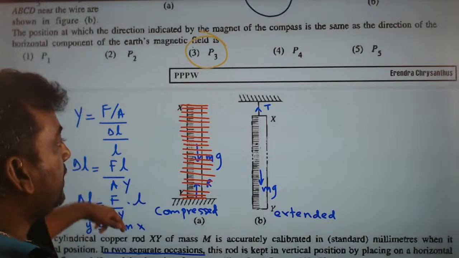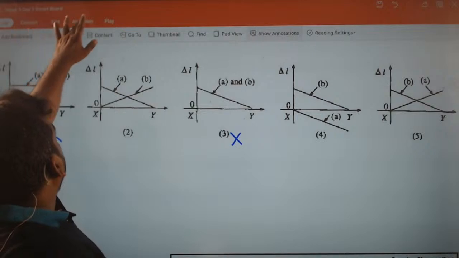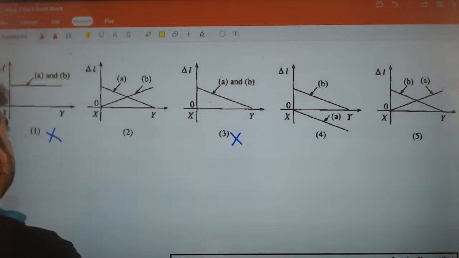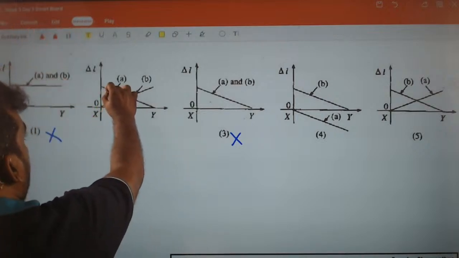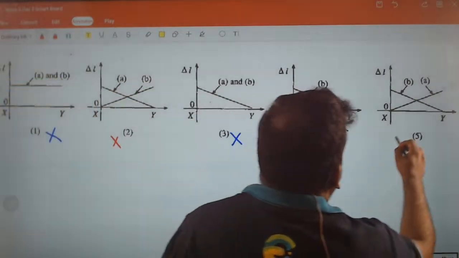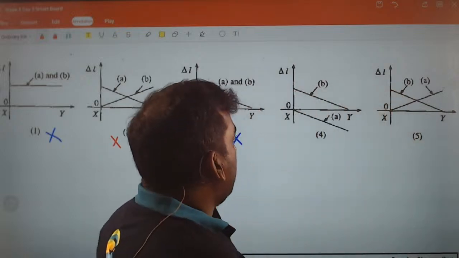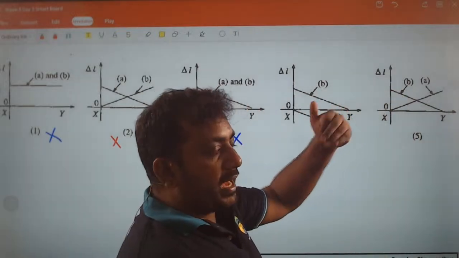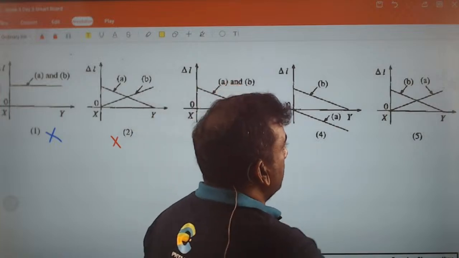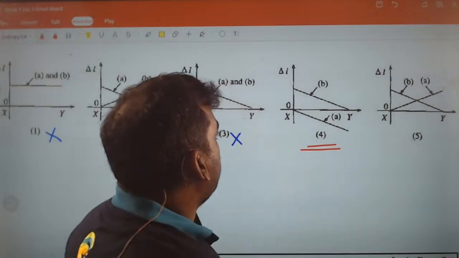Clear? So X, no compression on A. X no compression, so it's between 4 and 5. When I move down, Y compression can be negative as well. Go below. Here Y compression is positive. Wrong. Correct answer is 4.